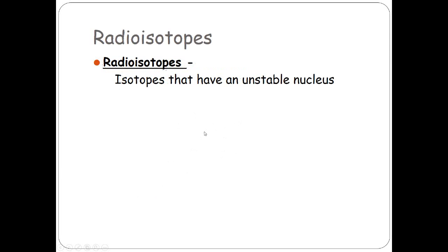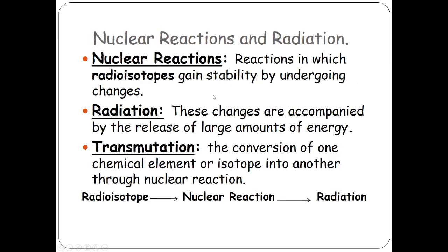All right, so just some definitions. I'm going to just throw these up here. You can write them down, pause the video if you need to. But radioisotopes are simply isotopes that have an unstable nucleus. So the nucleus is either too big or doesn't have the right ratio of protons to neutrons, so it's going to break apart. Okay, some other definitions, and again, pause this if you need to write these down on page 12. But nuclear reactions are simply reactions where those unstable isotopes become stable. They gain stability by changing. Okay, radiation is the energy that is released when nuclear reactions occur.